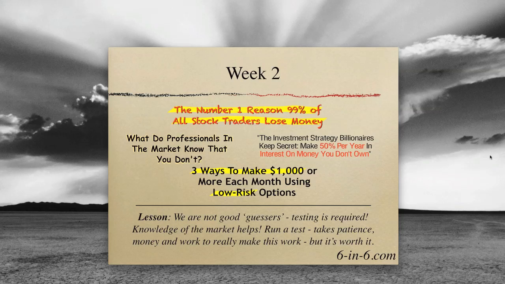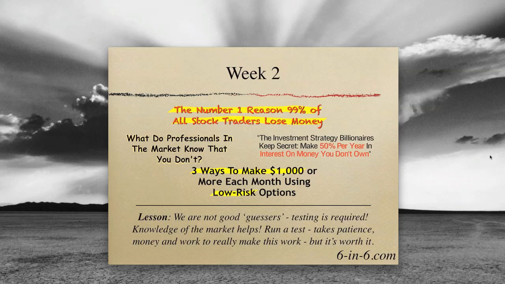Now, I created these headlines fairly quickly, but we started out with 4 just to test the market. It takes time, it takes patience, and it takes money to make this work. But like I said, we're not very good guessers. Actually, the headline that I thought was going to work was the more specific headline at the bottom, which says 3 ways to make $1,000 or more each month using low-risk options. That turned out to be okay. It came in second. The one I thought would do really well was the headline: the investment strategy billionaires keep secret. Make 50% per year in interest on money you don't own. I thought that had a lot of curiosity factor.